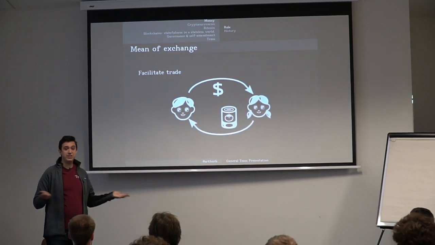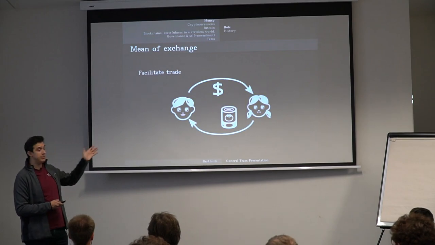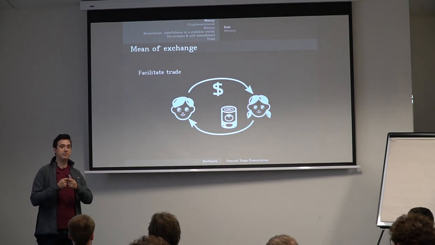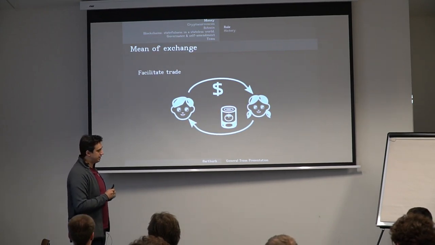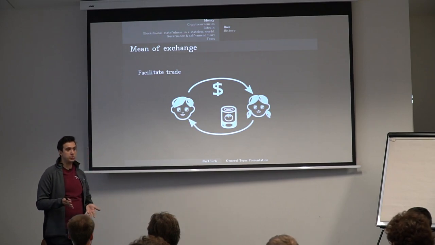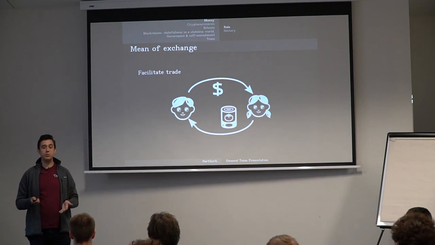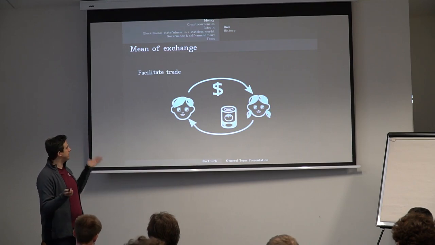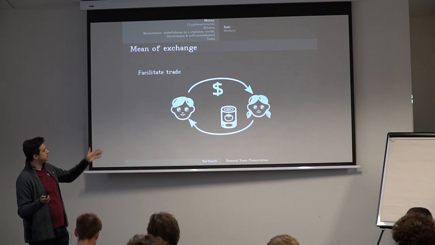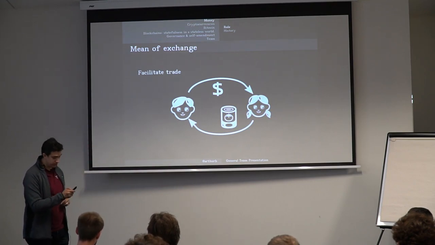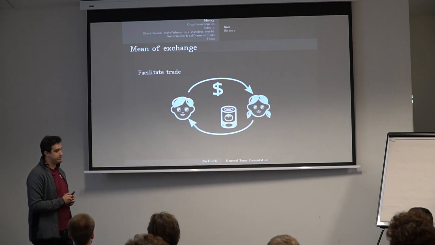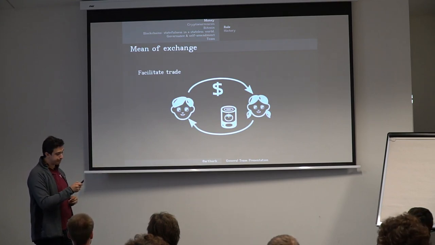The other one is a means of exchange. So you have a can of tomato soup, and I have some money, and I pay you, and you give me the can. That's slightly different, but it's also tied to store of value. Why does it store value? Well, because I will be able to use it to buy goods. So that's the means of exchange aspect of money.